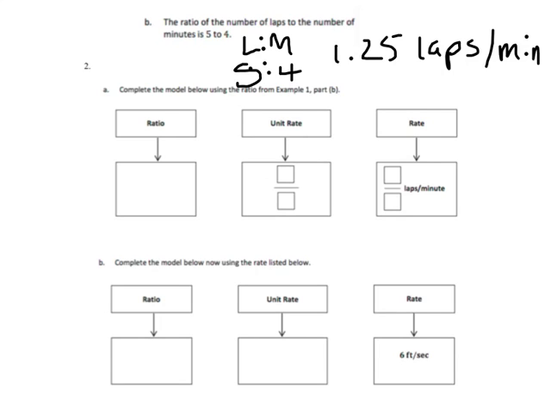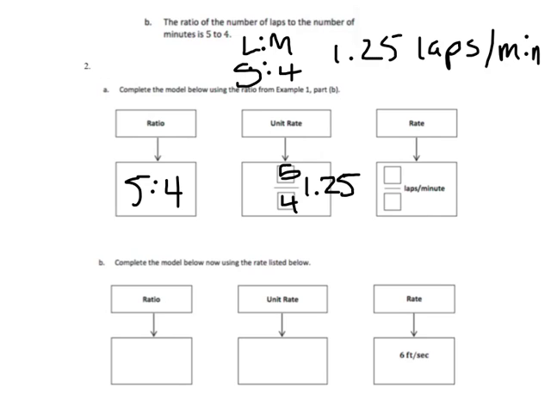Now on to the next question. Complete the model below using the ratio from example 1, part B. We just did that. So right off the bat, the ratio, we know that. Write the ratio in this box. Right, the ratio is just 5 to 4. That's great. Now we've got the unit rate. The unit rate can be written 2 ways. Remember, the unit rate is only numbers. It can be written as 5 over 4, because remember, fractions are the same thing as division, or you could write it as 1.25. Either or, both work.